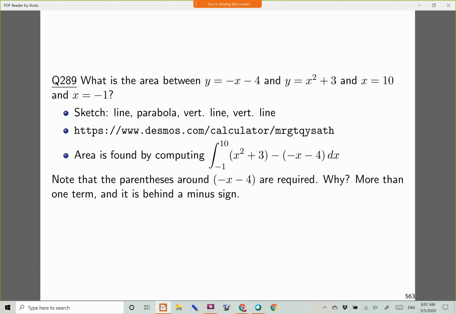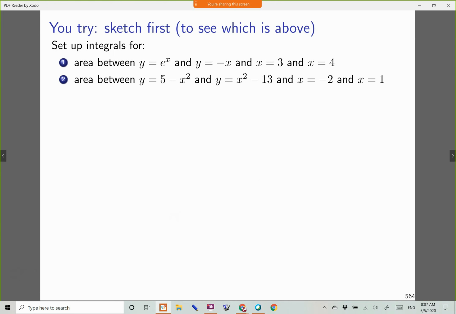Okay, so that's the game here. Just like a rough sketch, enough. It doesn't have to be totally accurate, but just enough to figure out which function's above and which function's below, right? So I have two examples I'd like you to set up the integrals for.